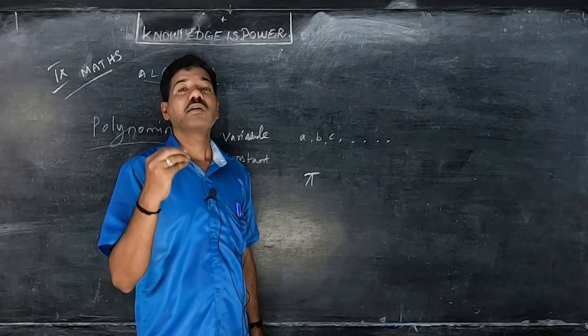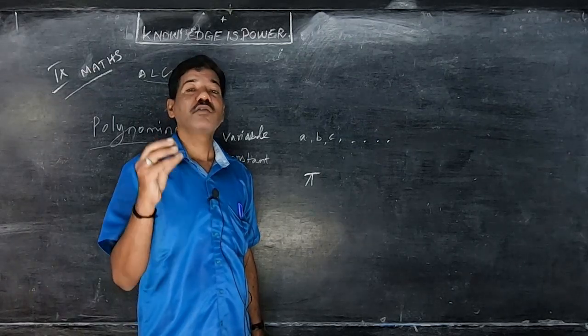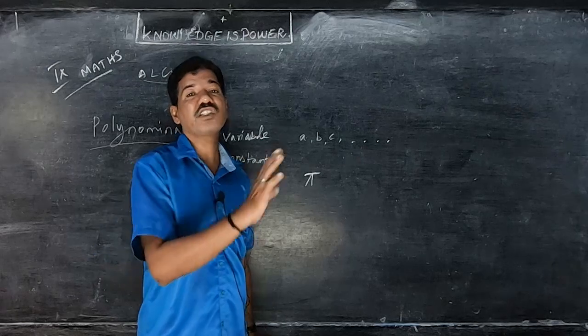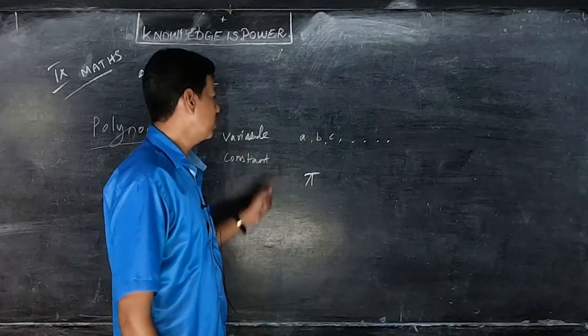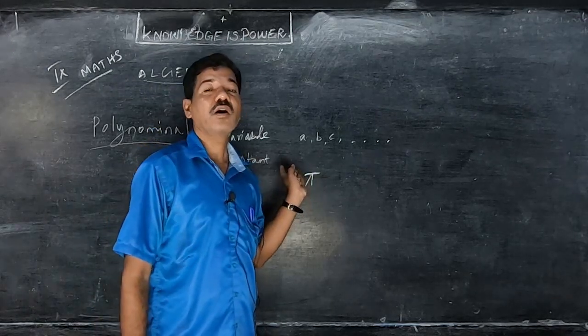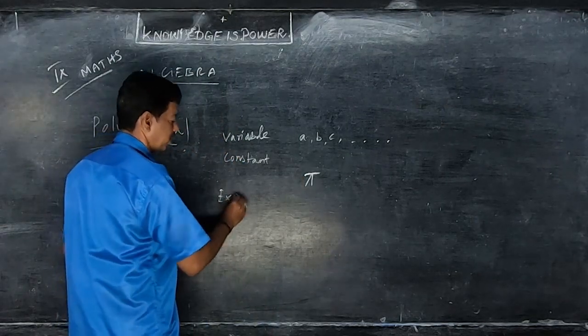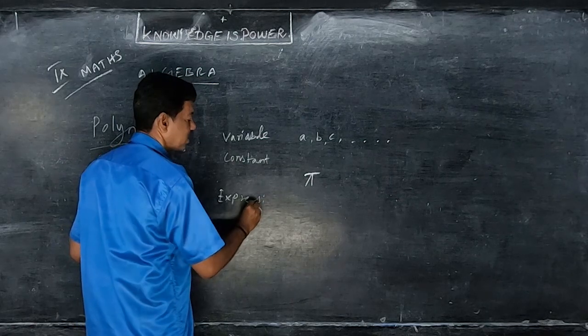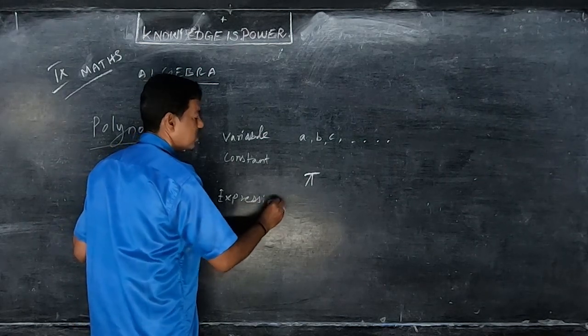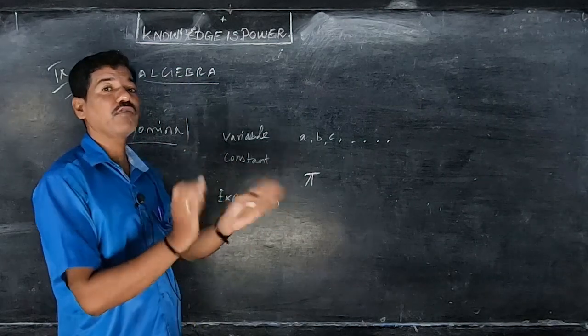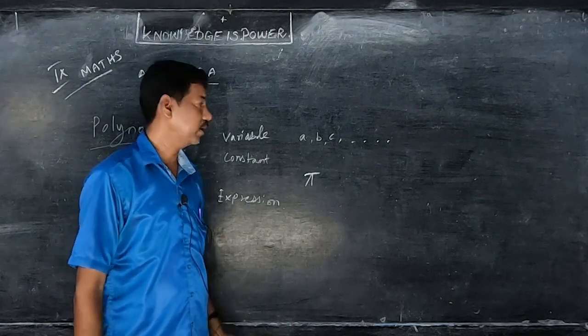So it will be the same thing which is constant for certain things, then it will be fixed in it. For the situation we can call it a constant. Next, expression. What is the meaning of expression? Expression is nothing but a combination of terms with operators.